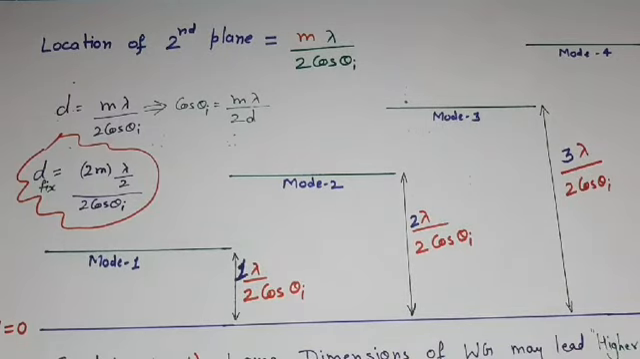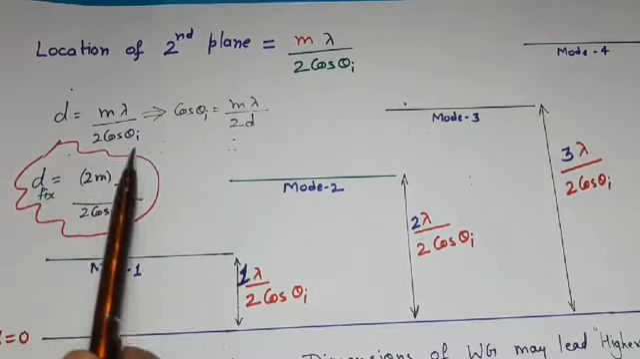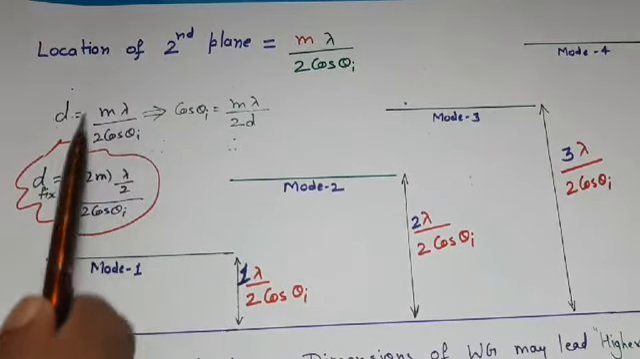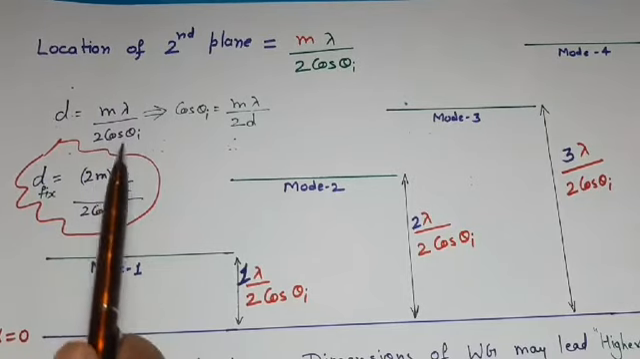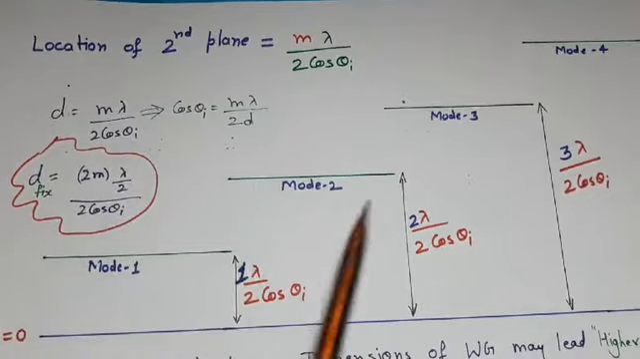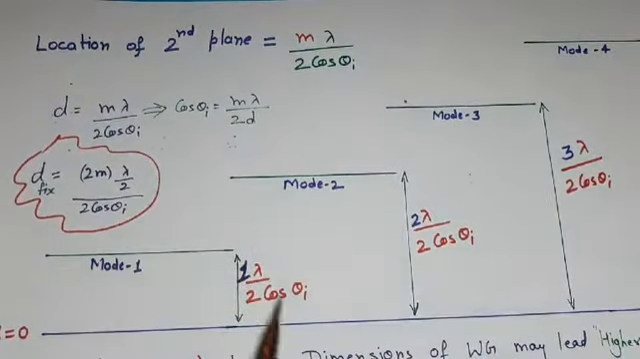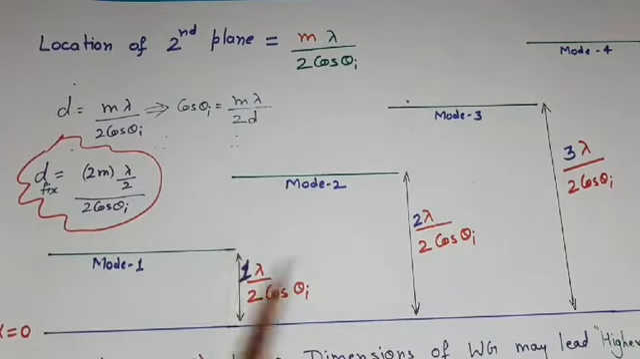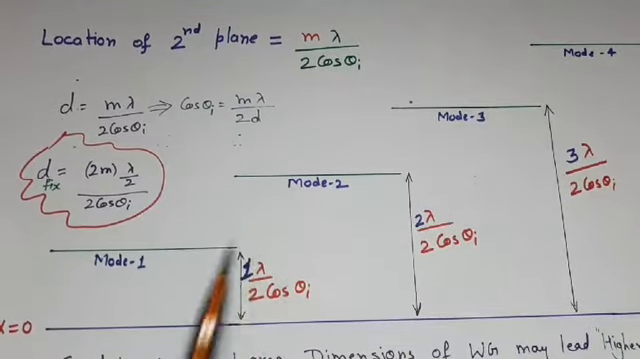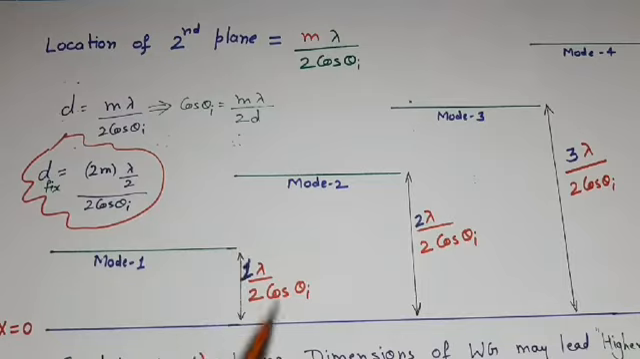Now here we can conclude 3 points. Suppose the separation between two planes is small d, then d must be equal to m lambda upon 2 cos of theta I. As we have seen in the above example, if we want to increase the mode of propagation, then just increase the separation between two planes. If the separation between two planes is made double or triple, then the wave will start propagating in mode 2 and mode 3 and so on. So one way to change the mode of propagation is to just increase the separation between two planes.